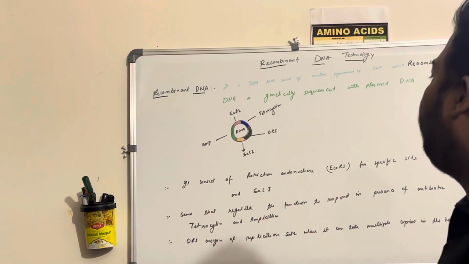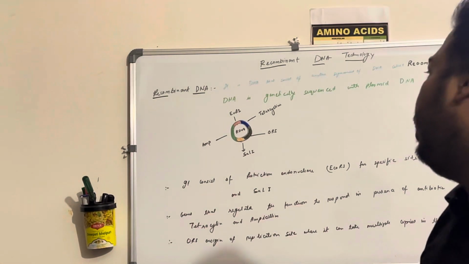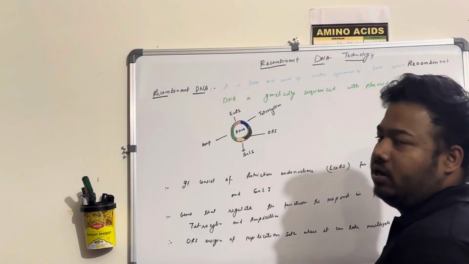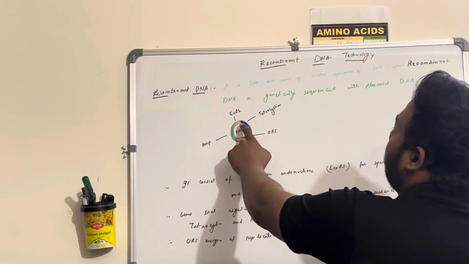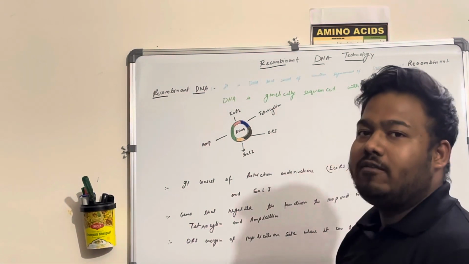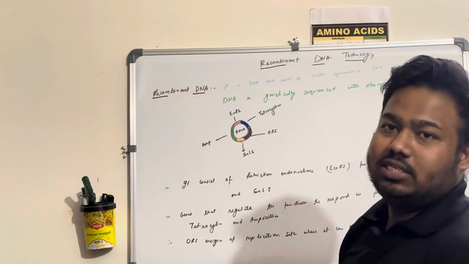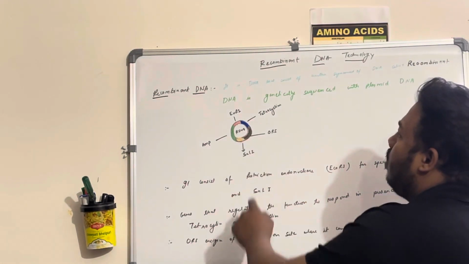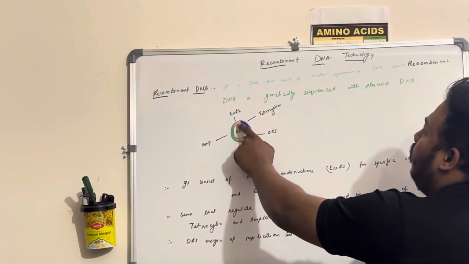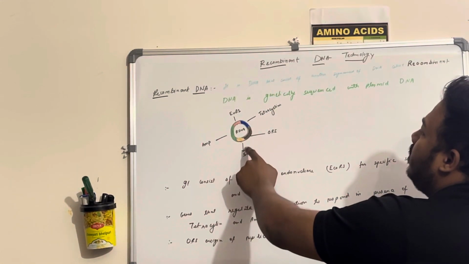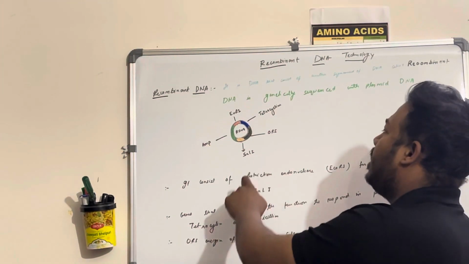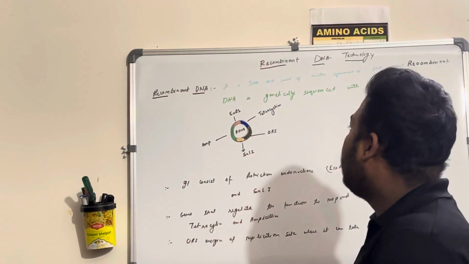So what are the features of recombinant DNA? As you can see in the image, I have drawn the diagram. You can see this site is coding for EcoR1. EcoR1 is an endonuclease restriction enzyme that will cut at a specific point. At this point, it will cut the ampicillin site particularly, and there is this Sal1.